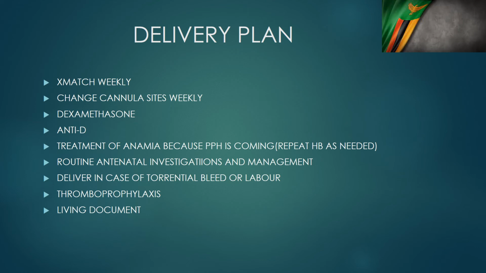Yeah, then we need to indicate on the file what we want to happen in case the patient bleeds. Sometimes we say for any bleed, this patient should be delivered. Sometimes we say if there's a torrential bleed, the patient should be delivered. And of course, if there's labor, we can tell whoever is available at that time that they shouldn't try to give tocolytics and so on.